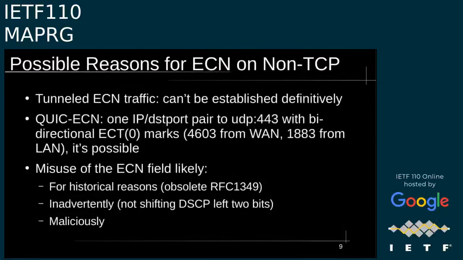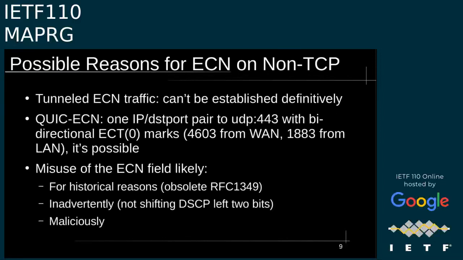So what are the possible reasons for ECN use on non-TCP protocols at all? There could be tunneled ECN traffic, but since there are different methods of encapsulation of the ECN field, and since those can be asymmetric, it's hard to say. Based on the ports we saw in use, like IPsec NAT traversal and WireGuard, we almost certainly saw tunneled traffic, but tunneled ECN traffic, we can't say definitively.